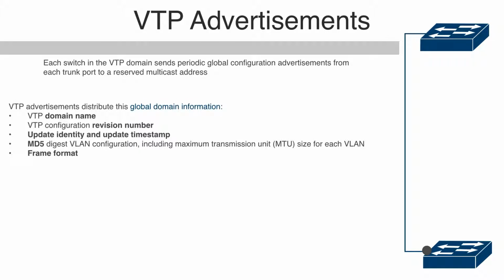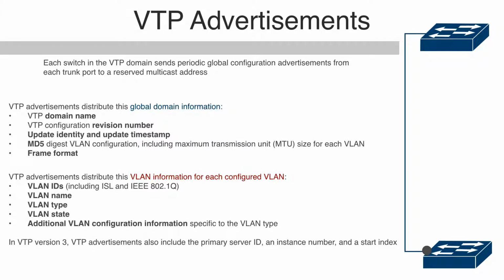VTP advertisements distribute this global domain information: VTP domain name, VTP configuration revision number, update identity and update timestamp, MD5 digest, VLAN configuration, including maximum transmission unit (MTU) size for each VLAN, and frame format.